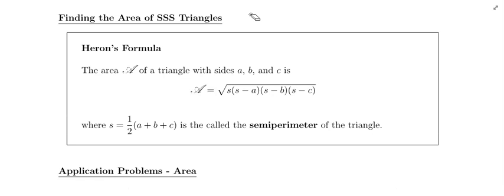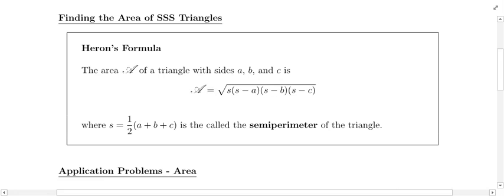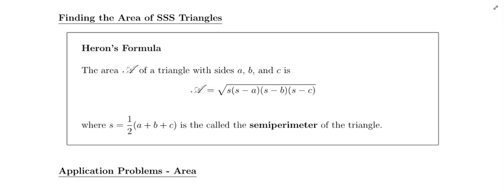The area is equal to the square root of the following quantity: S times S minus A times S minus B times S minus C. S is 1/2 times A plus B plus C. It's called the semi-perimeter of the triangle, okay? So when you look at this formula, you will be given side lengths A, B, and C. You have all three sides of the triangle. From those lengths, you need to compute something called the semi-perimeter.